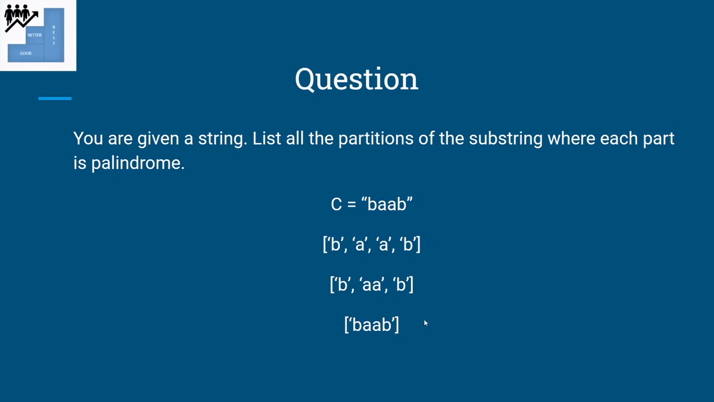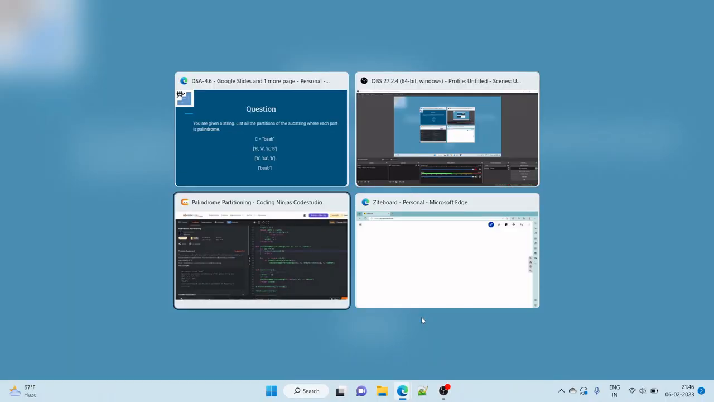So, firstly, what is a palindrome? If a particular string, when read from left or right, is the same, then it is called a palindrome. For example, here it is BAAB, and from here also it is BAAB. So this is a palindrome. How are we going to do it? So we will deploy recursion.